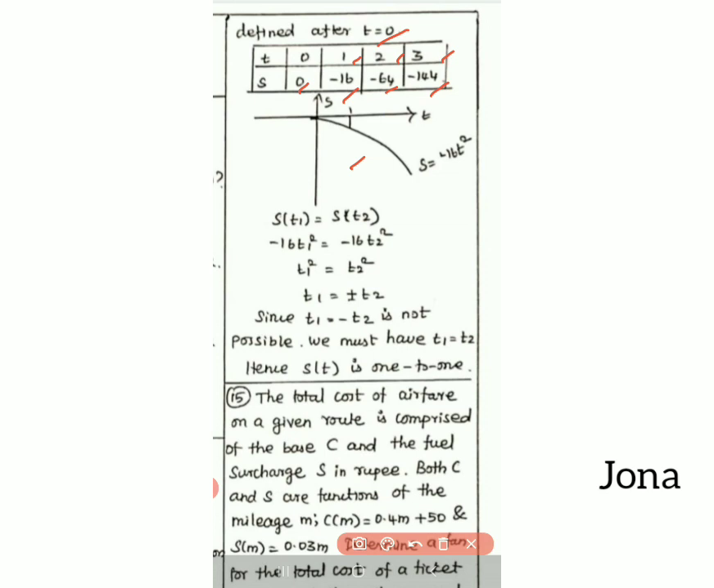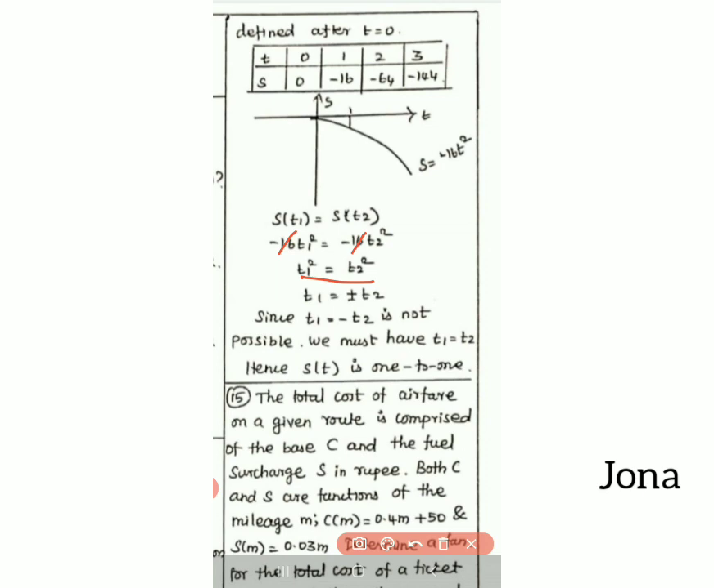Okay, and then to prove the problem itself, determine if it is 1 to 1. Okay, so 1 to 1 is nothing but f of x equal to f of y, isn't it? From that we want to conclude x equal to y. So here s of t is given. So I want to take s of t1 equal to s of t2. s of t1 is minus 16 t1 square and s of t2 is minus 16 t2 square. So both sides I can cancel minus 16 and minus 16.